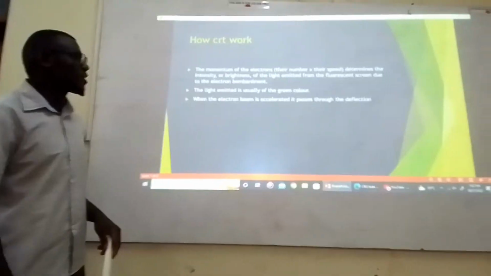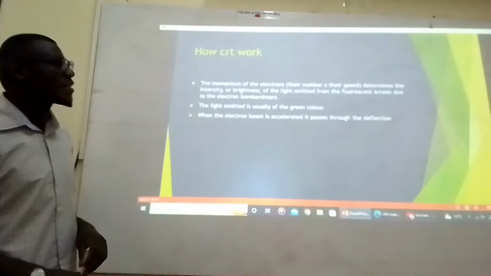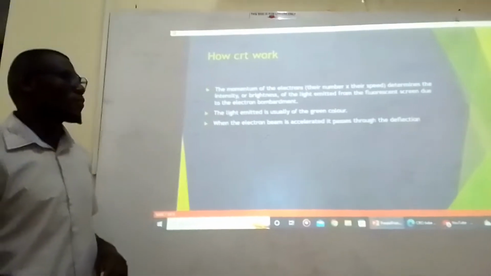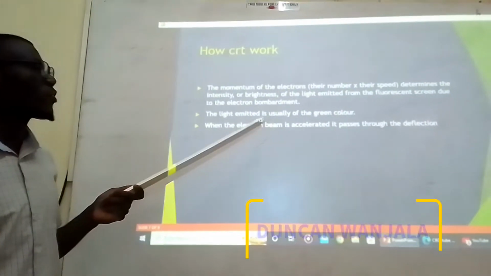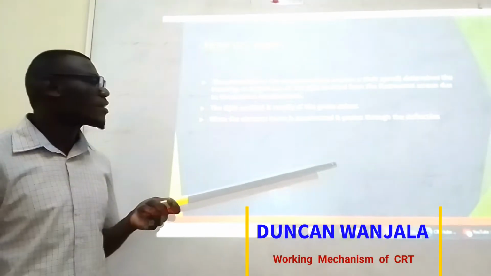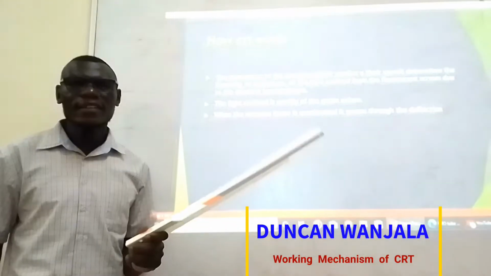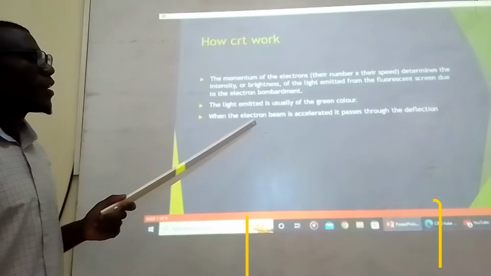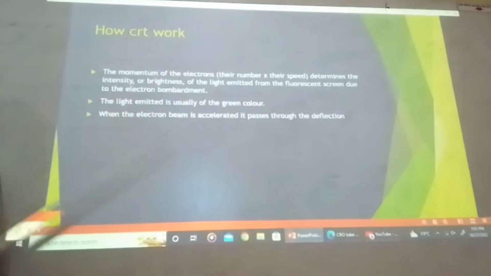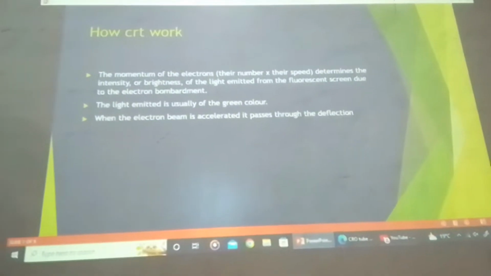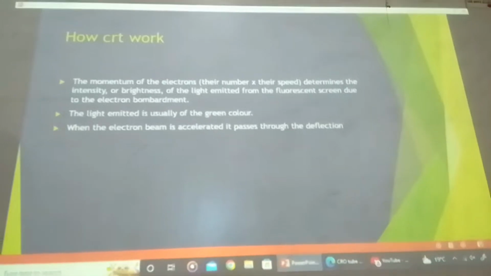This is how the CRT works. The momentum of the electrons determines the intensity or brightness of the light emitted from the fluorescent screen due to the electron bombardment. The light emitted is usually of green color. When the electron beam is accelerated, it passes through the deflection system. And now I will show you a small video of how the cathode ray tube works.